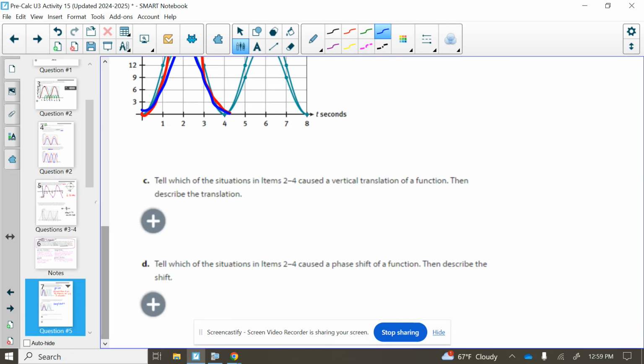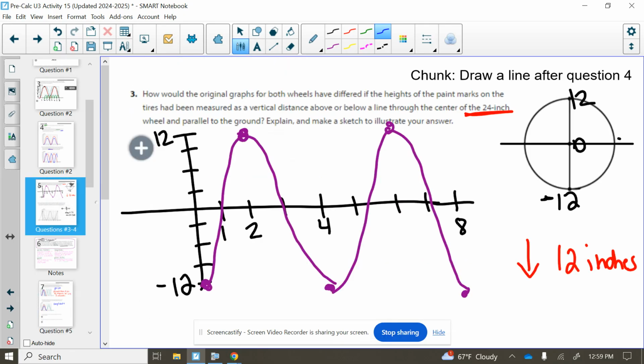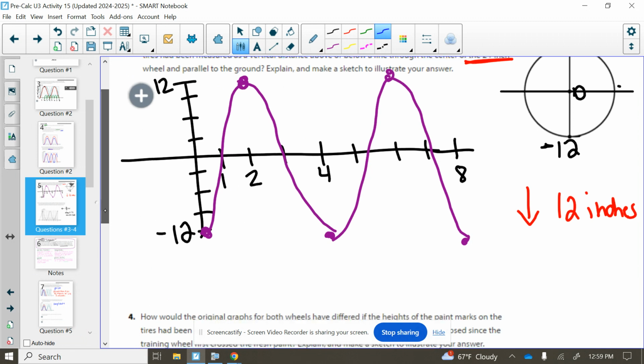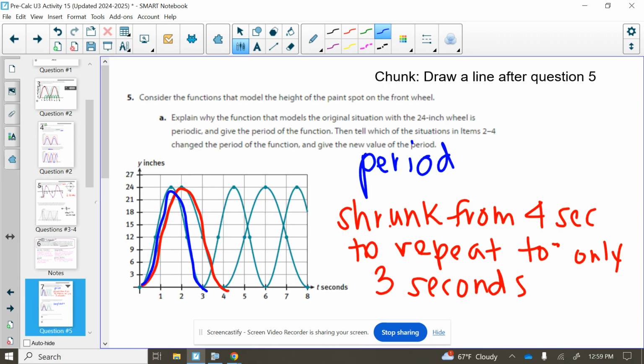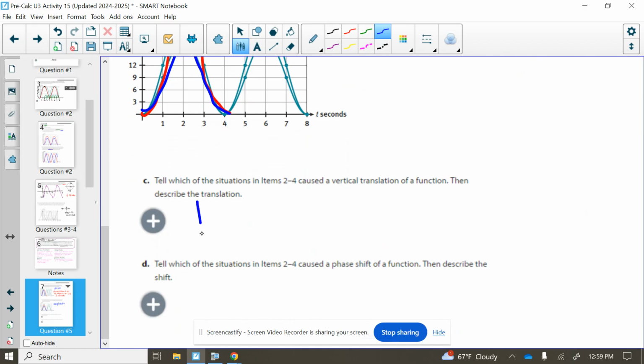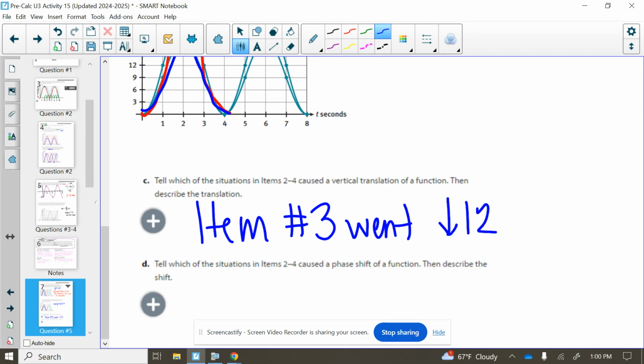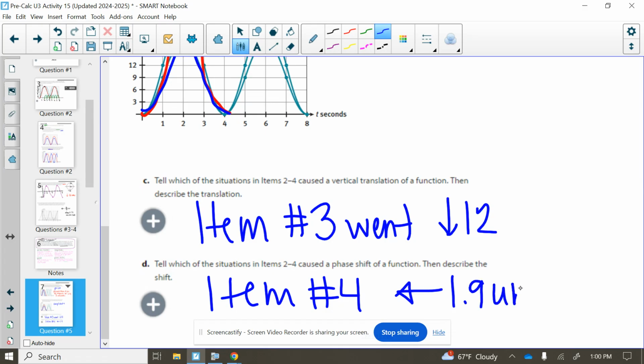Part C said which one was a vertical translation. Well, if we look back to our graph, we said that in item number 3, we shifted our graph down 12 units. So that's going to be our one that changed here. Item number 3 went down 12. And then we had a phase shift occurring in item number 4, and that's where we moved left about 1.9 units.